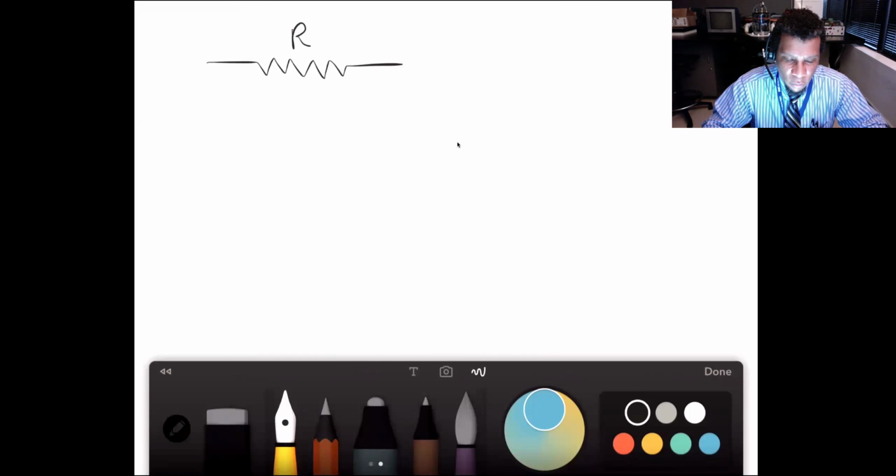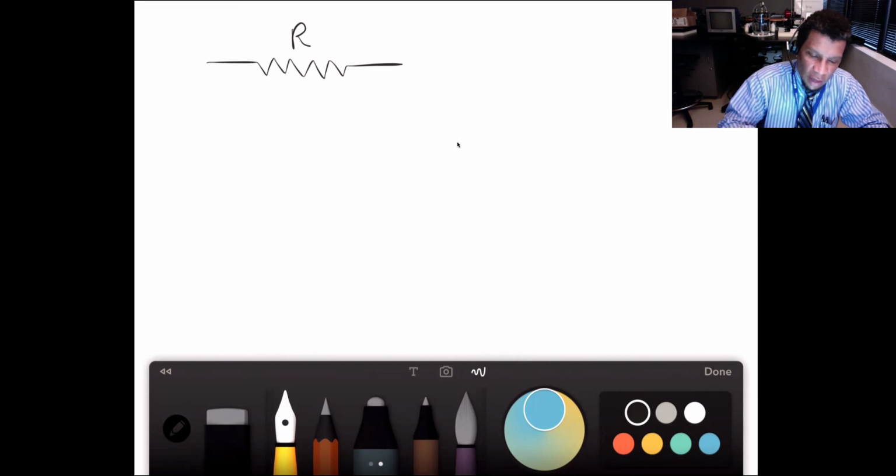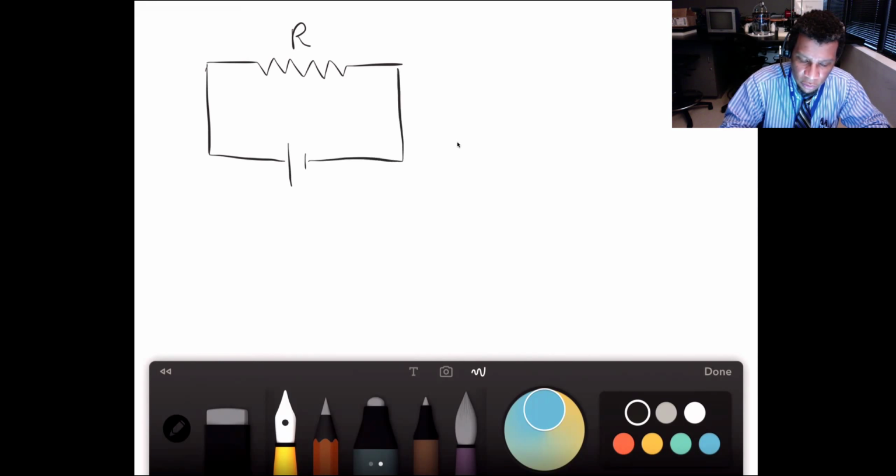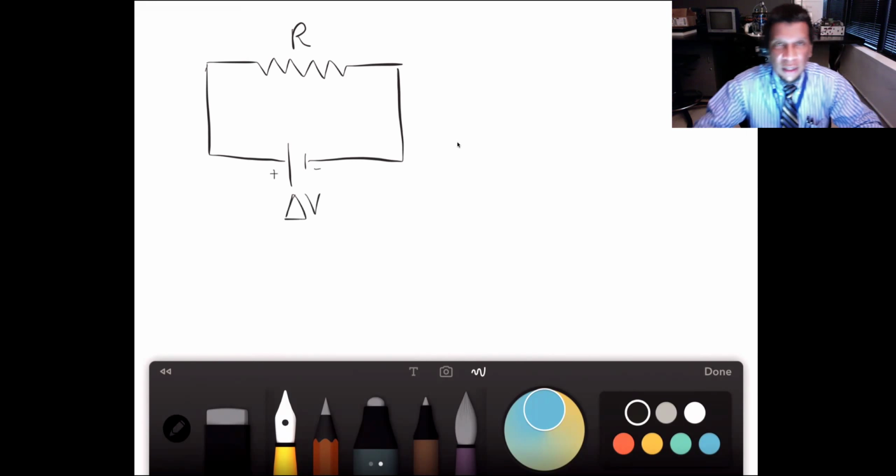Typically, what we're going to see is this kind of scenario. You're going to see a battery connected to some kind of resistive load. Okay. And so we've talked about voltage.